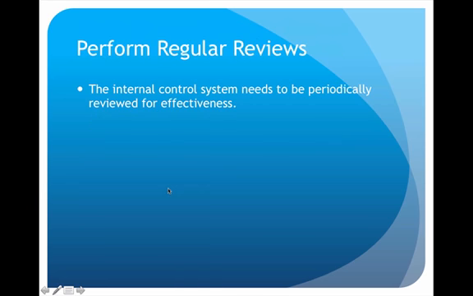And then the final principle is to perform regular reviews. We definitely do not want to become complacent in our internal control system. We want to constantly review, make sure that it's still effective, and make sure that it's up to date. So that's a very important principle. And if we follow all these principles, hopefully we will have a good quality system that will certainly reduce the chances of fraud. And if fraud does occur, hopefully we will find out about that and be able to take the necessary steps to correct that problem.